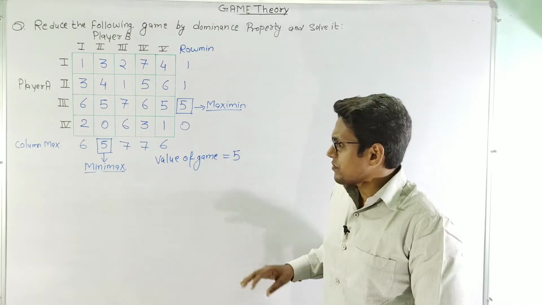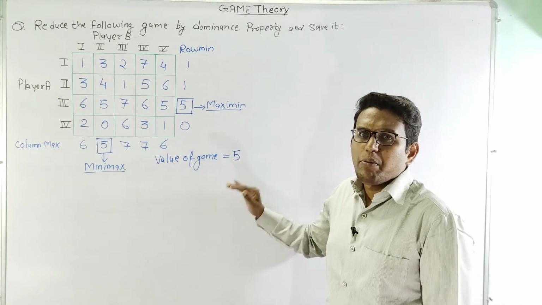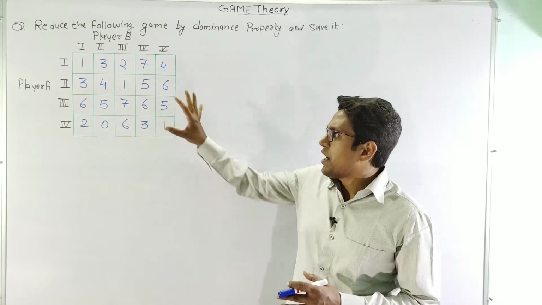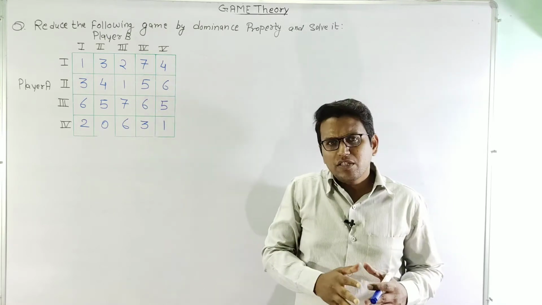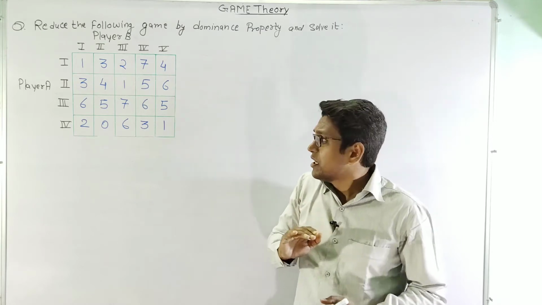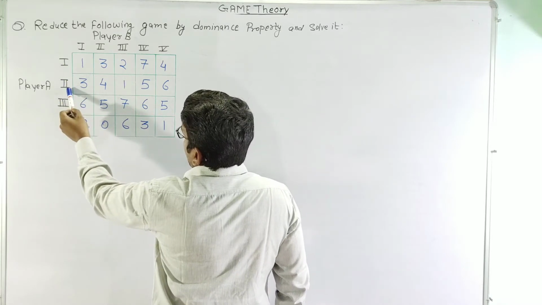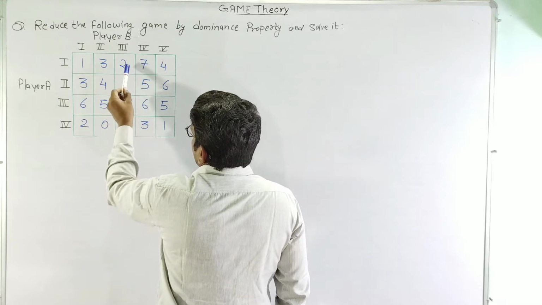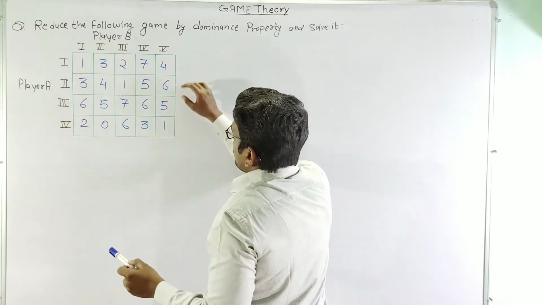Now let us see if this problem can be solved by the dominance rule or not. Let us try to find the solution of this problem using the dominance rule. In the dominance rule we will compare rows and columns to find the dominance. Let us compare the rows first. Let us compare row 1 and row 2. This is greater than this, this is greater than this, this is lesser than this. So that means row 1 and row 2 have no dominance.